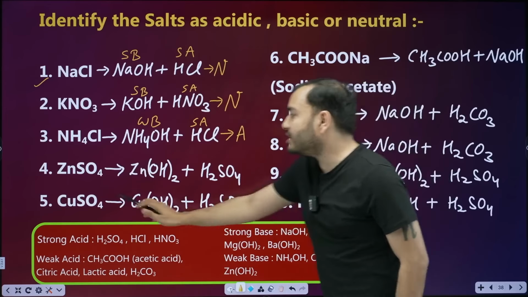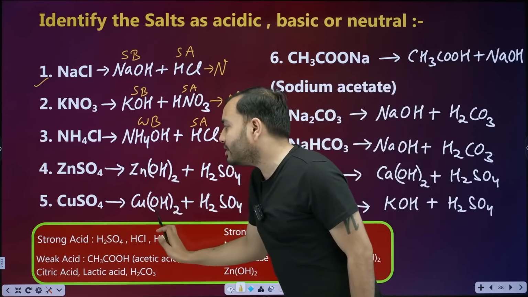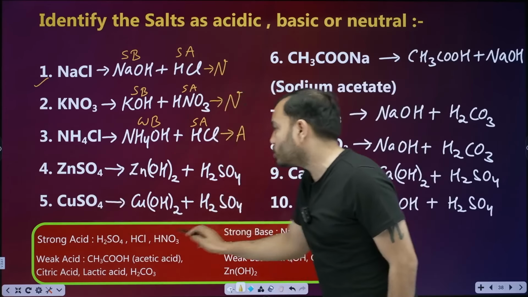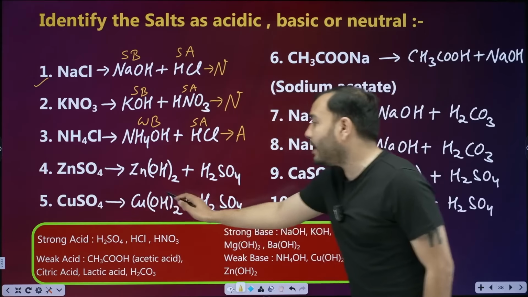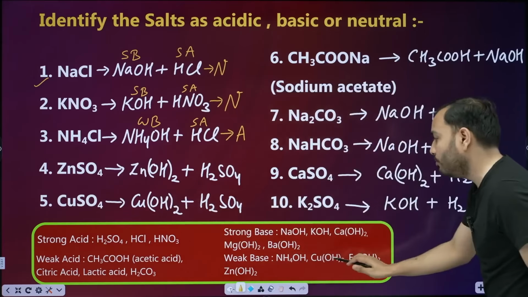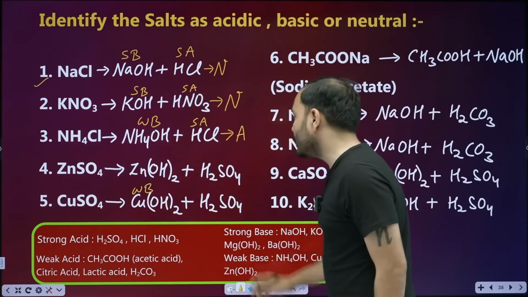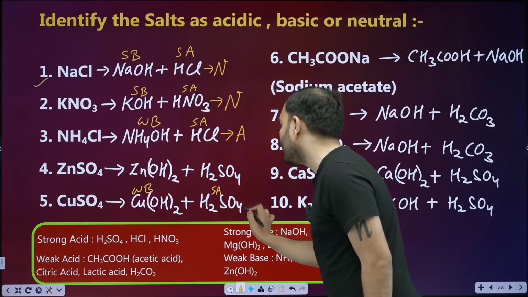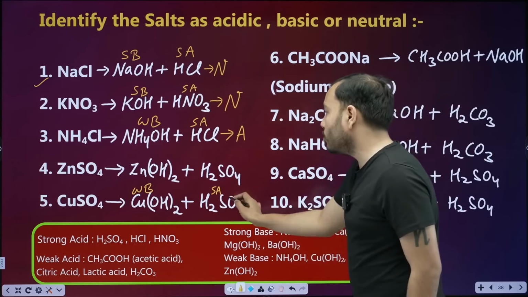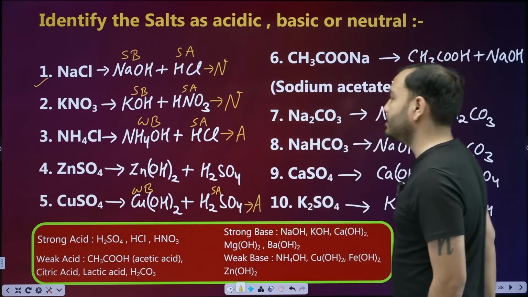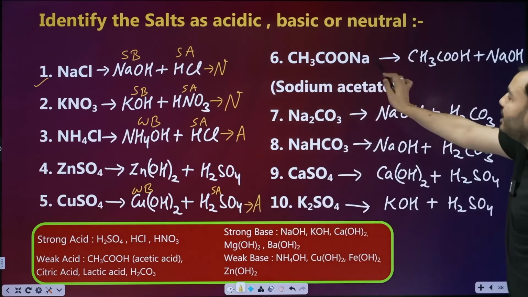Acidic. Clear? Copper sulfate: Cu(OH)2, and the sulfate comes from where? H2SO4. What is Cu(OH)2? It's a weak base. See carefully, it's a weak base. So I've written weak base. And what is H2SO4? Strong acid. Now tell me what will form. This is strong, this would win, and this would be more acidic. Is that clear?